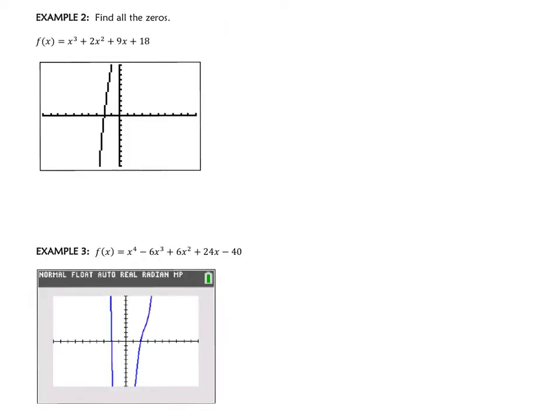Looking at example number 2, we are finding the zeros, or finding the roots. First thing I want us to talk about is the degree. Degree 3 tells us that we're going to have 3 zeros, or roots. We only see 1 on the graph, which leads us to believe the other 2 may be imaginary. So if they're imaginary, how do we find them? Which is a good question.